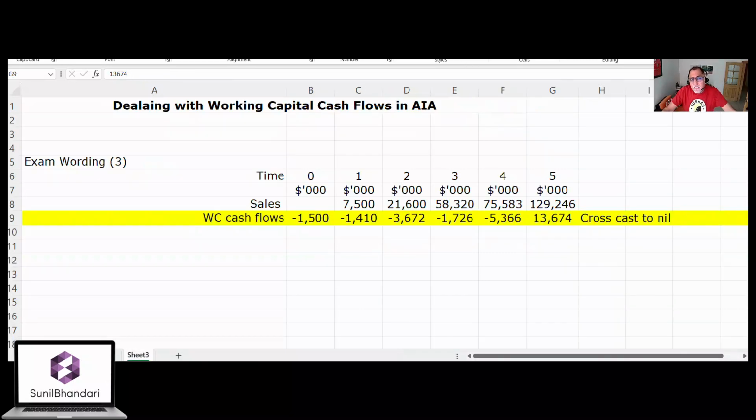Similarly, you could do the same with this one. If it is worth 2 marks, and you're under time pressure, put the minus 1500 in. 0, 0, 0, 0. Out comes the 1500 at the end. Cross cast to nil. And this one is going to have a significantly different answer. But at least you might get 1 out of the 2.